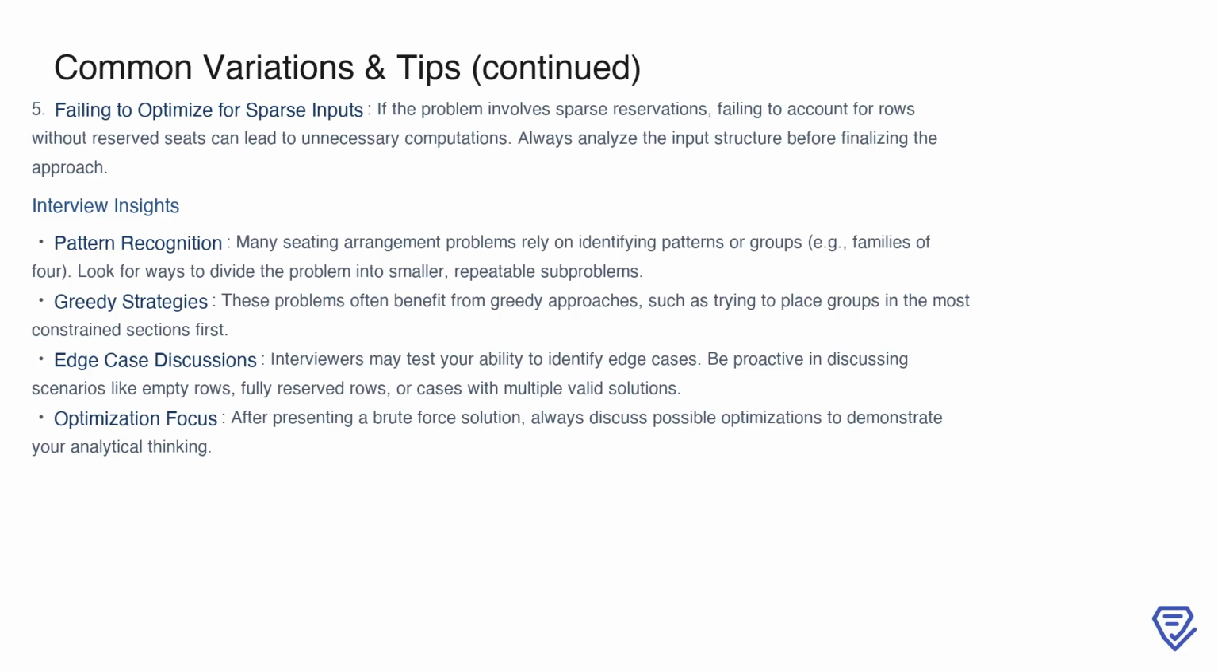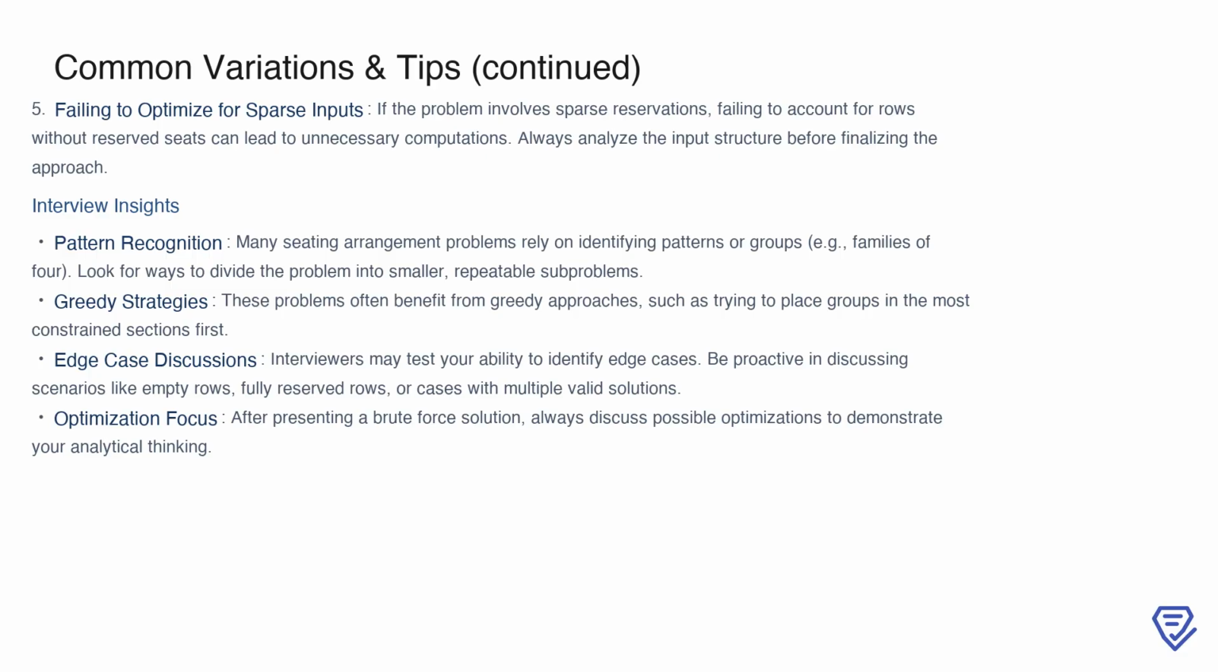Moving on to interview insights, many seating problems rely on recognizing patterns. For instance, identifying groups of 4 or specific seating configurations can simplify the problem into manageable subproblems. Greedy strategies are also helpful here, as they prioritize placing groups in the most constrained sections first, ensuring the rest of the space is used efficiently.